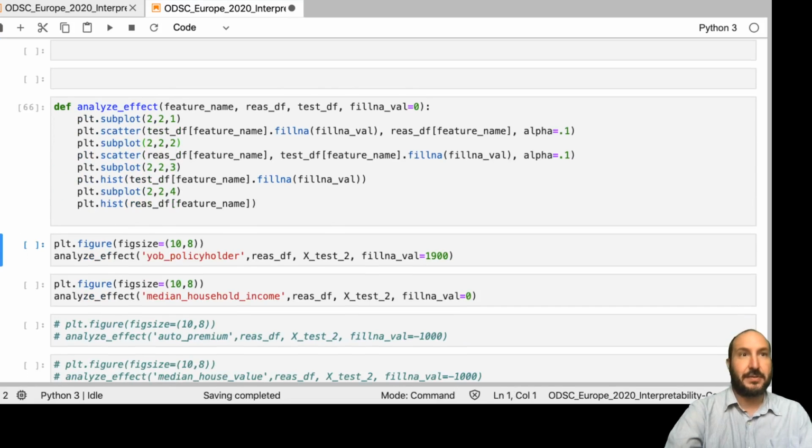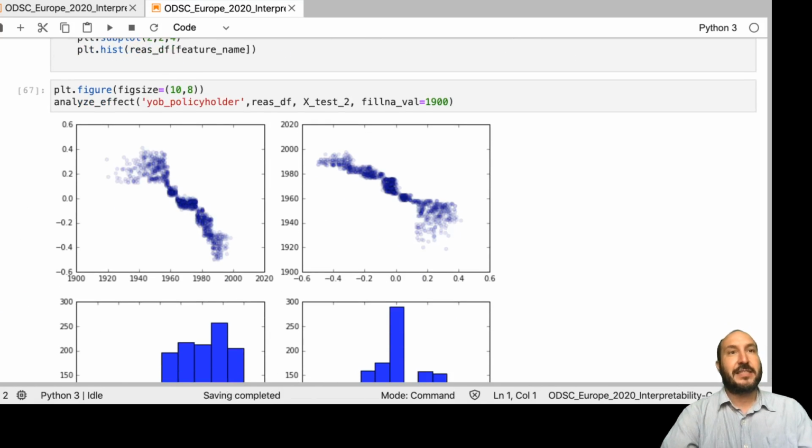Here's a little plotting function I wrote to analyze the effect. I want to see what's the contribution of the year of birth to the score. And you see it ranges. So for example, for people born before, let's say, 1950, knowing their year of birth ranges from kind of a 0.1 on the log-odds scale to a 0.4 on the log-odds scale of impact. How much more likely does this make me think that they're going to buy an umbrella policy?